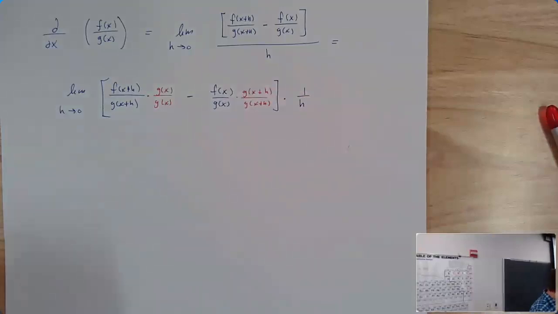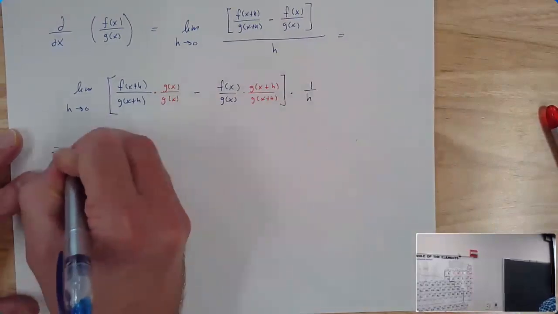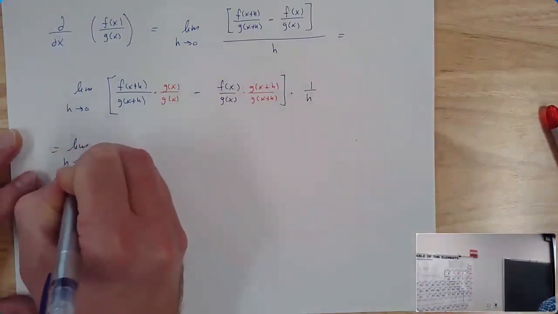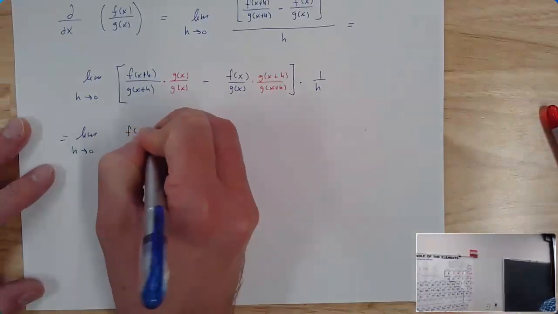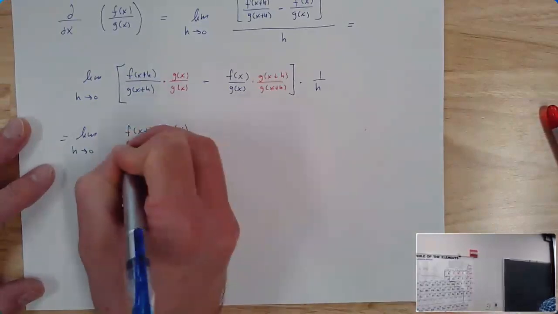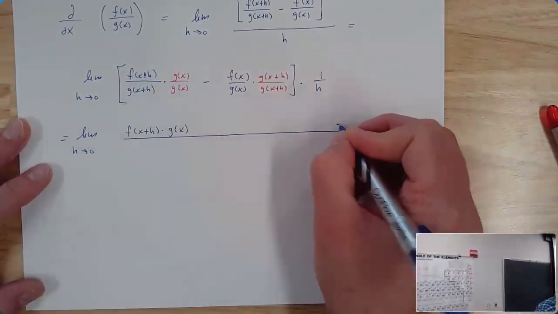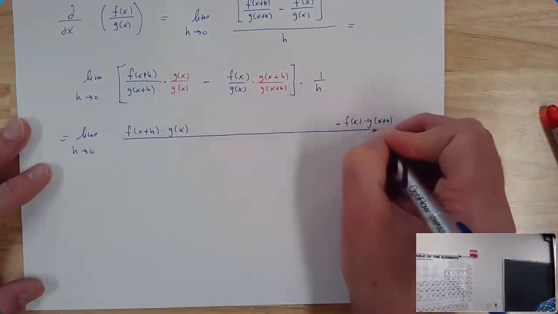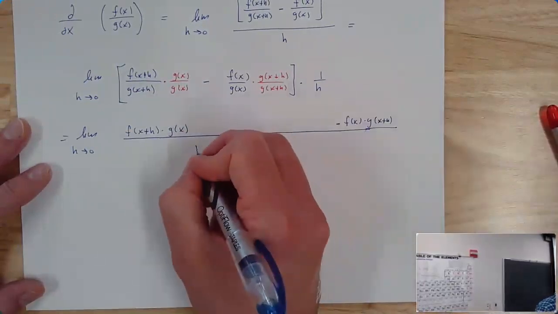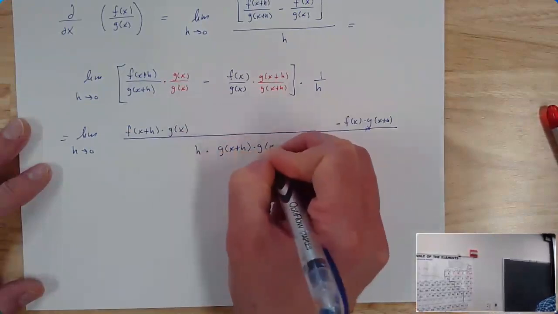Okay, so let's see what we've got here. I'm going to rewrite this as the limit as h goes to 0 of f of x plus h times g of x. I'm going to leave myself some space. I'm going to have a minus f of x times g of x plus h over here. And in the denominator, I have my h times g of x plus h times g of x.